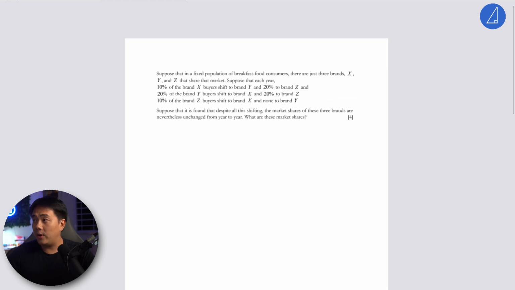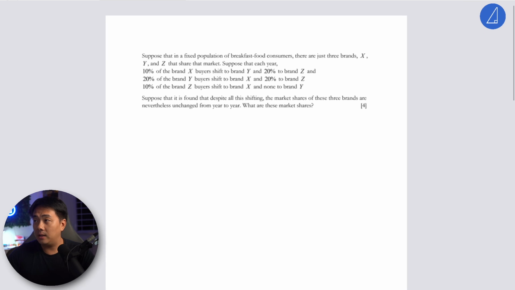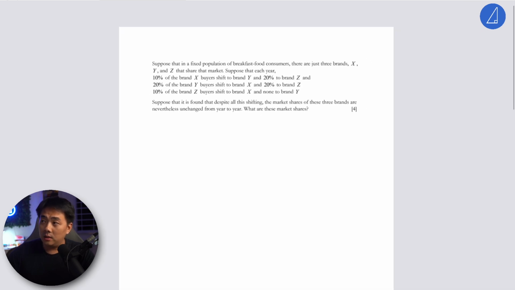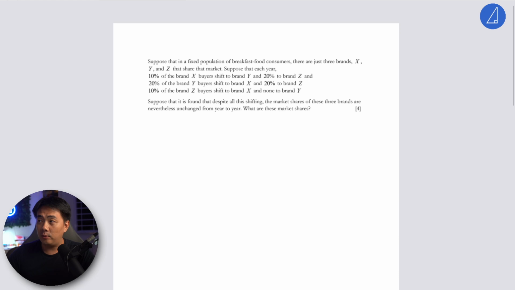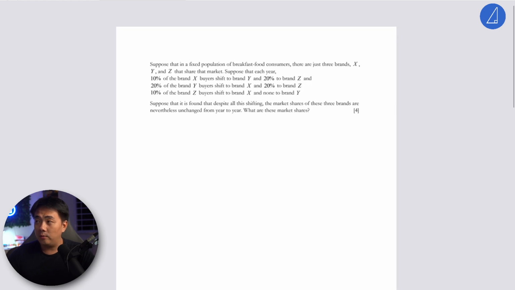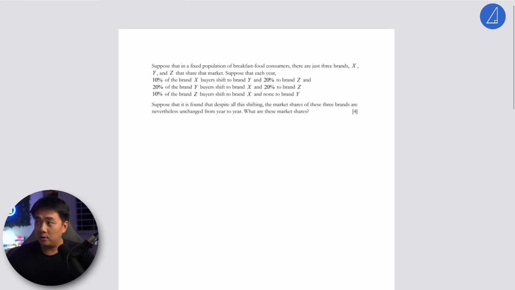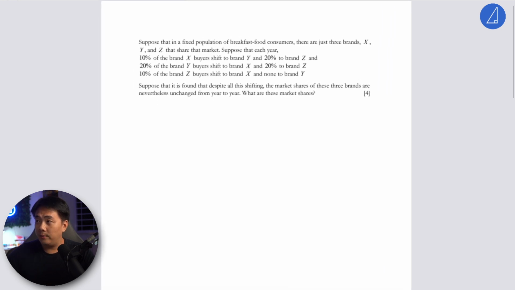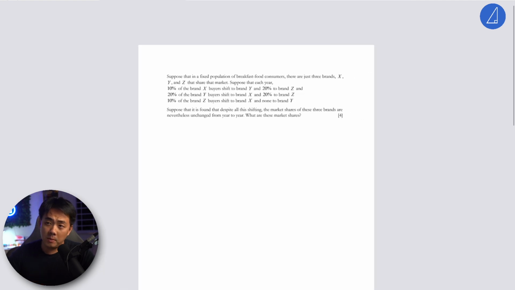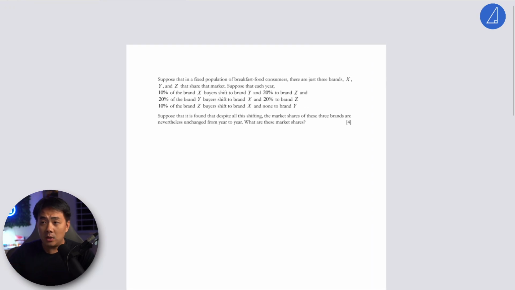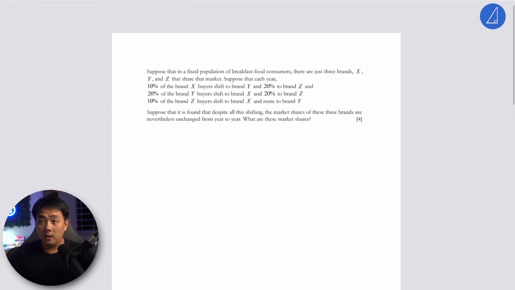There are just 3 brands X, Y, and Z that share the market. Suppose that each year 10% of brand X buyers shift to brand Y and 20% of brand X shift to brand Z, and so on, right? So we're told to find the market share. So I think basically just let X, Y, Z be the respective market share for each brand. Then we try and work it out.